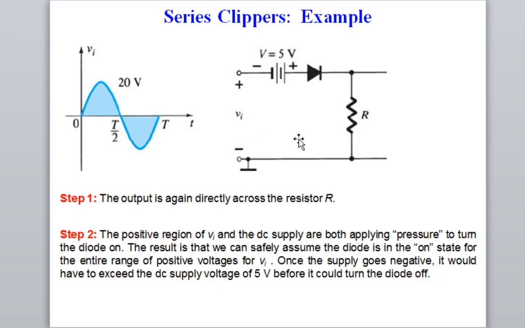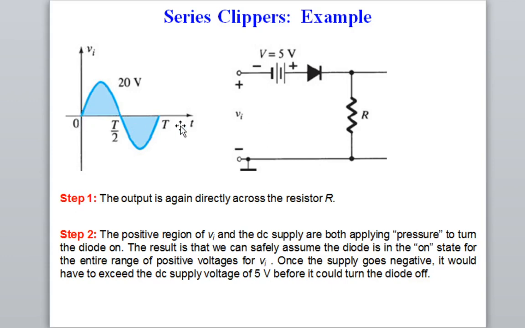Then you apply Kirchhoff's voltage law, so Vi plus 5 is equal to 0, so Vi will be equal to minus 5 volt. So minus 5 volt will be the transition voltage. Then we have to draw it: this is the positive voltage and this is the negative voltage, so minus 5 volt you have to draw somewhere here.